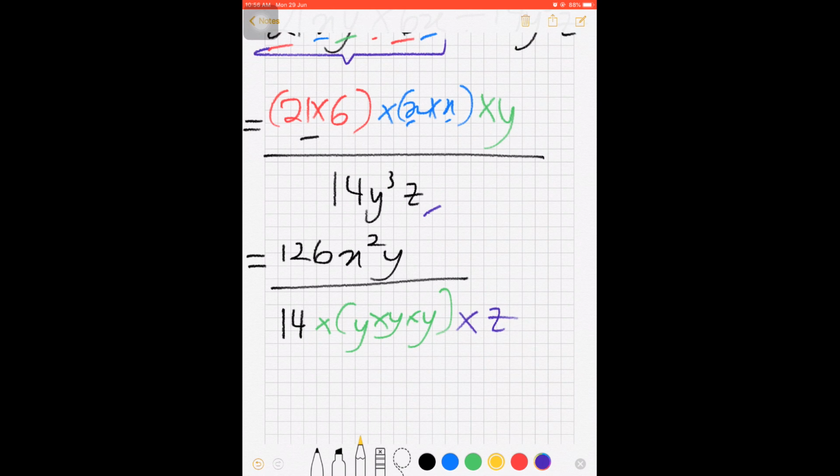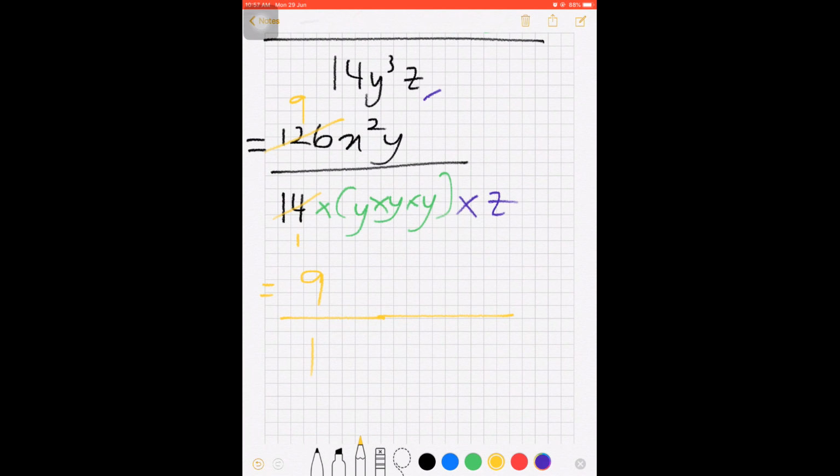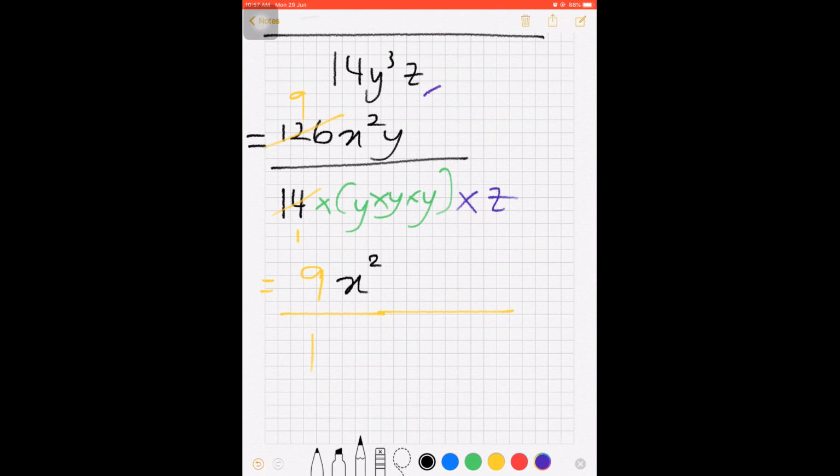So 126 divided by 14. Let me think. Of 9. Okay. So this becomes 1. This becomes 9. Okay. So 9 over 1. X tak ada kan? X bawah tak ada, so nothing to potong. So just write X kuasa 2.